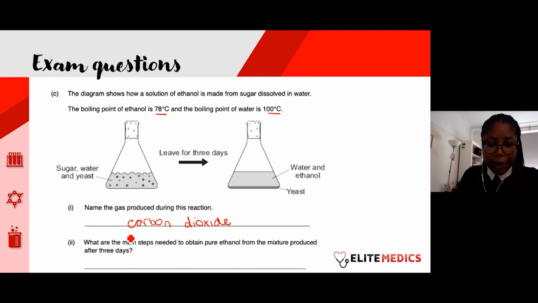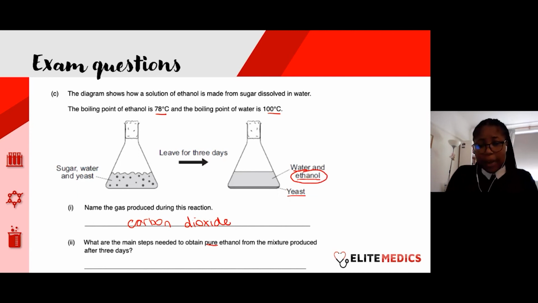Part 2. What are the main steps needed to obtain pure ethanol from the mixture produced after 3 days? After 3 days, you can see there's a mixture of water, ethanol, and yeast, and we just want to get the ethanol out on its own. So what we're going to have to do here is use our methods of separation, our separating techniques. For those of you who were able to attend last month's session, we spoke in quite a bit of detail about the different separating techniques that you can use.